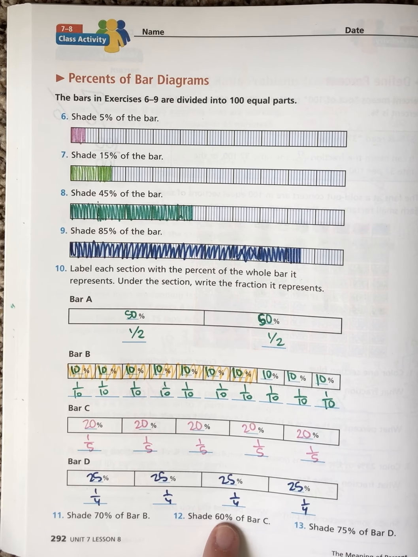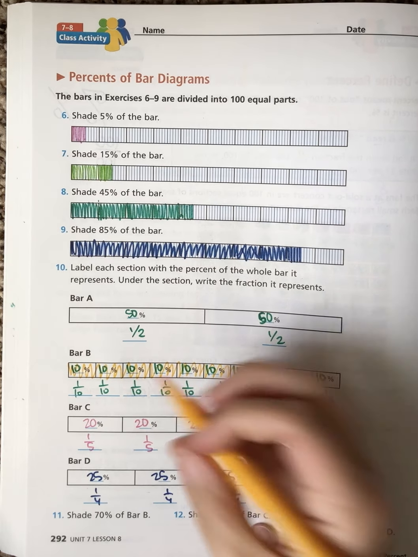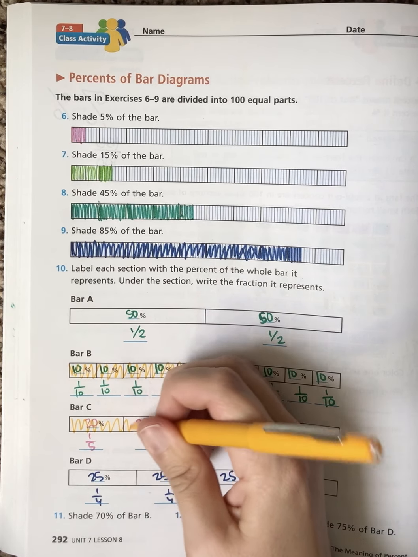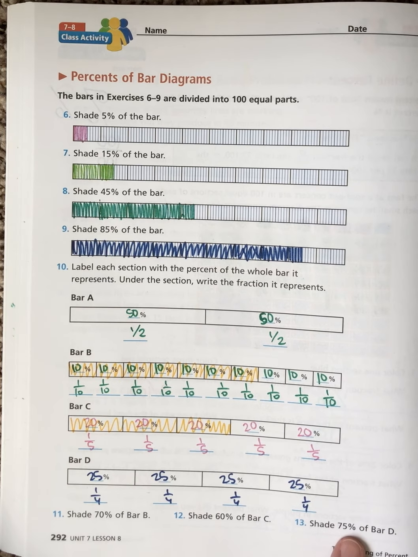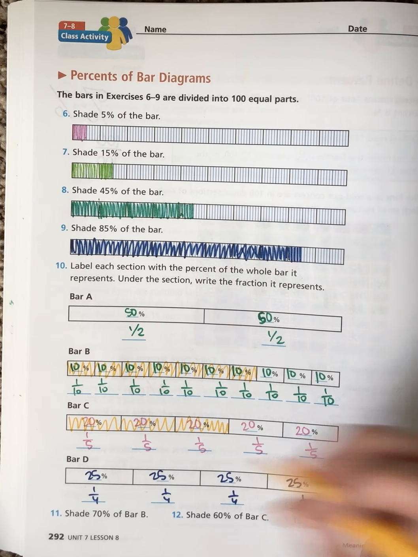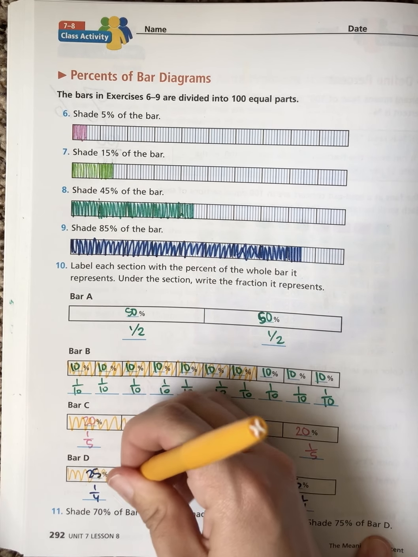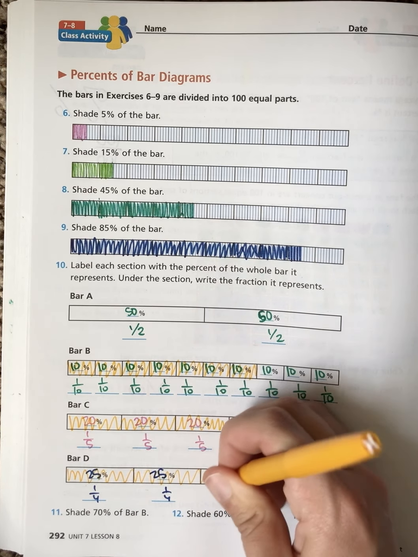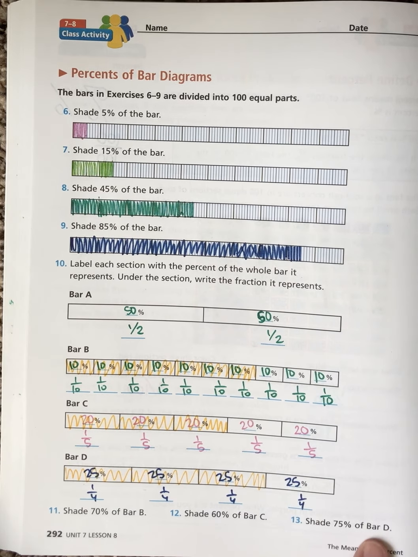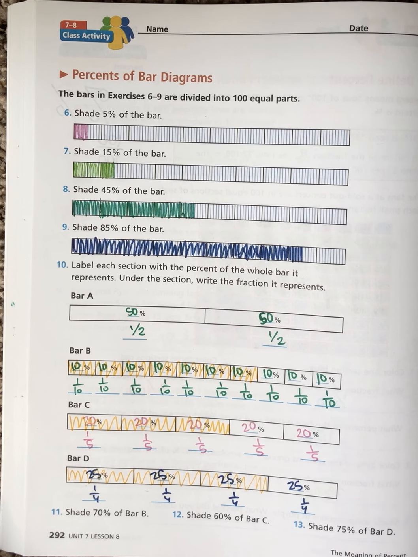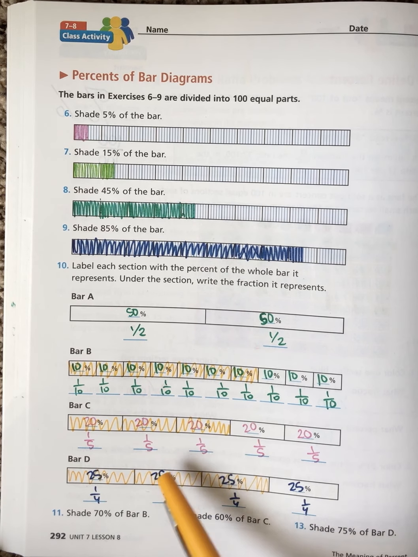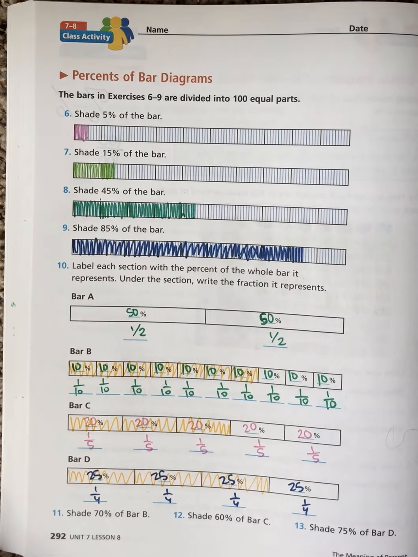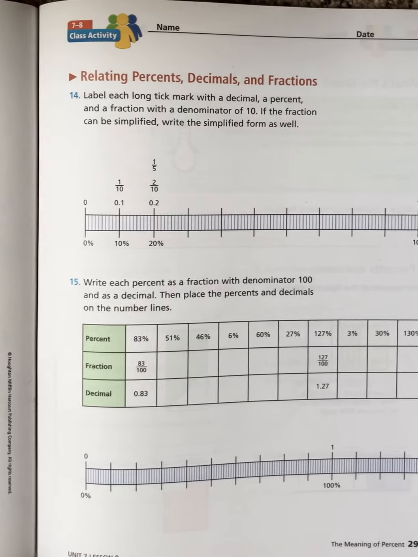Number 12 is shade 60% of bar C. 20, 40, 60. Shade 75% of bar D. 25, 50, 75. So notice when I'm shading these, I'm just skip counting by the number of percents that I put in each one of those bars. All right, going quickly through this lesson.